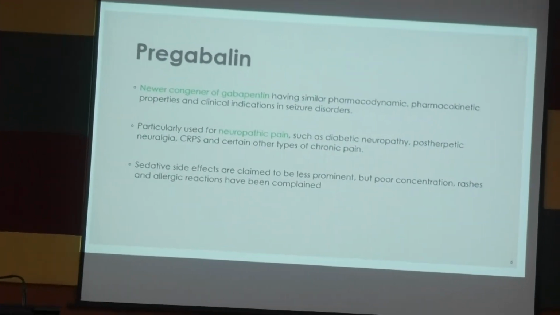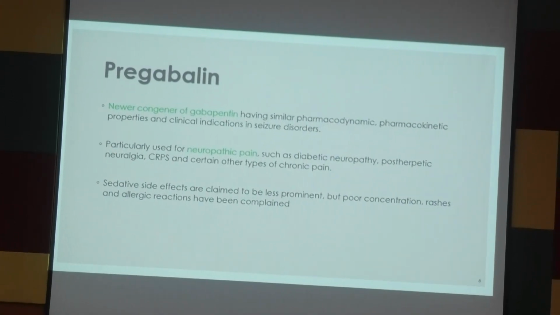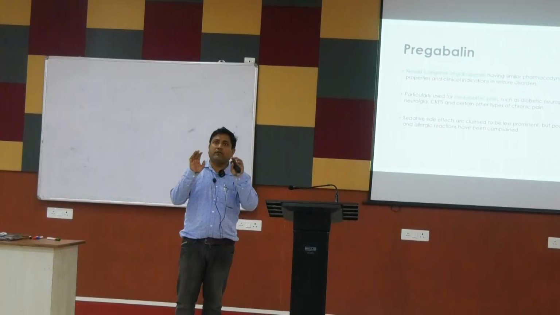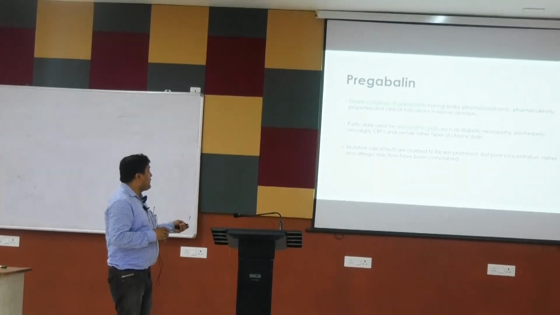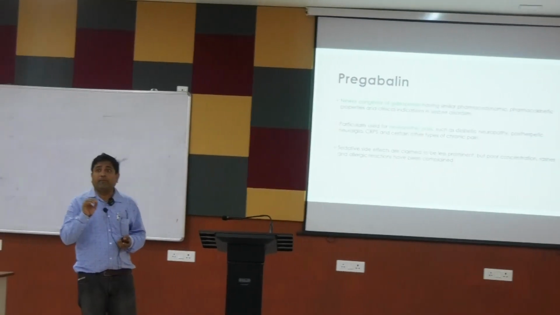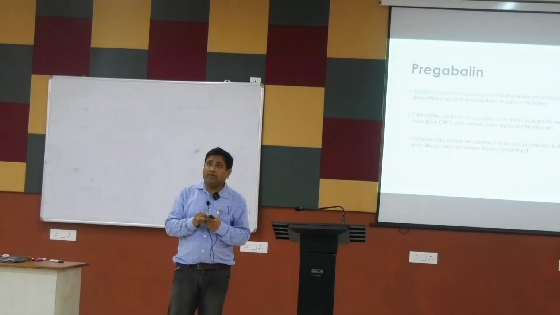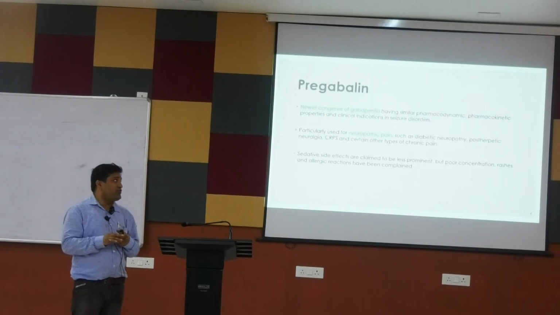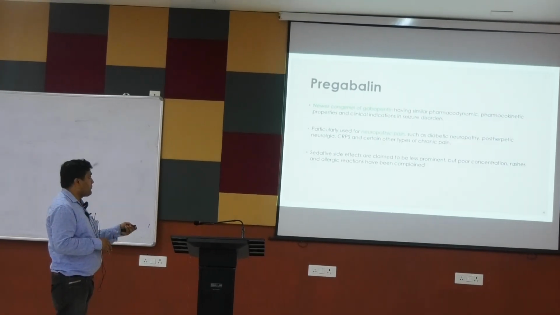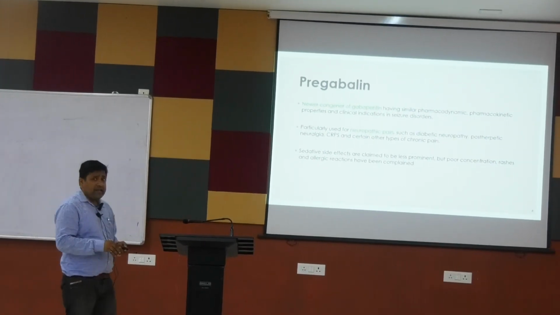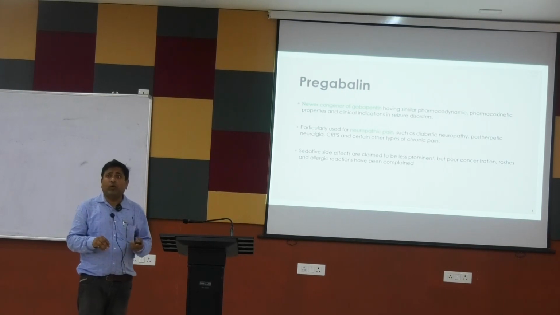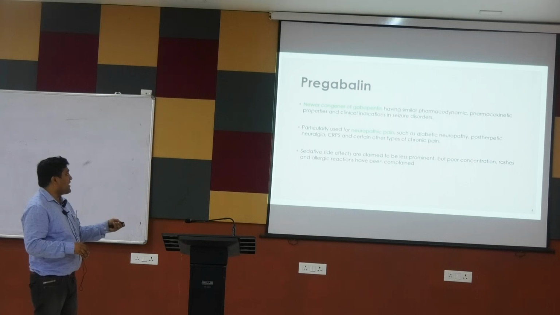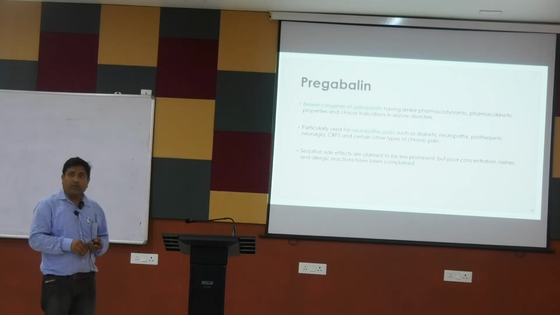Pregabalin. Pregabalin is a newer congener of gabapentin. Pharmacokinetic and pharmacodynamic properties are almost the same. Now, it is particularly used for neuropathic pain, like diabetic neuropathy, herpetic neuralgia, complex regional pain syndrome, and other types of chronic pain. It is claimed that sedative effects are lower than that of gabapentin, but poor concentration, rashes, and allergic reactions have been complained of.